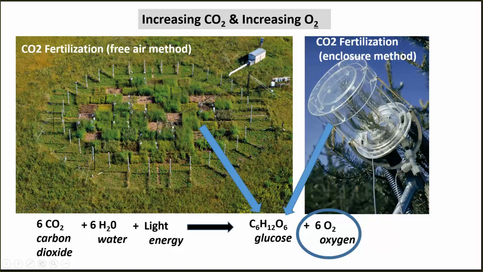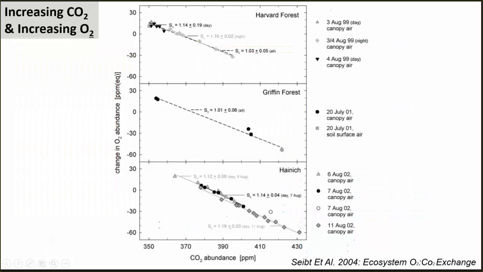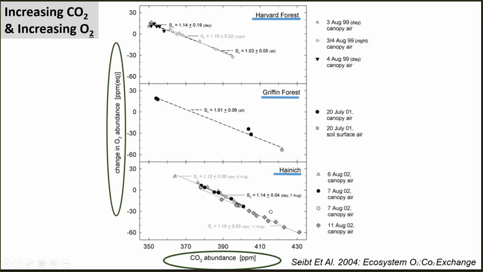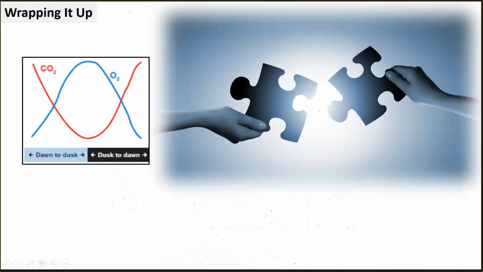Recall, however, that photosynthesis does not exist in isolation. The reverse process of respiration is also in play. This set of graphs shows observations of oxygen-CO2 ratio from experiments over 3 different forested ecosystems. The observed oxygen-CO2 ratios were virtually indistinguishable from a ratio of 1 over the full diurnal cycle.